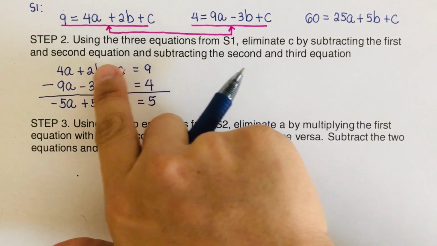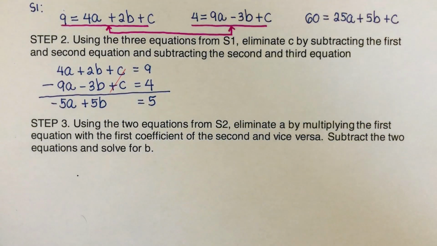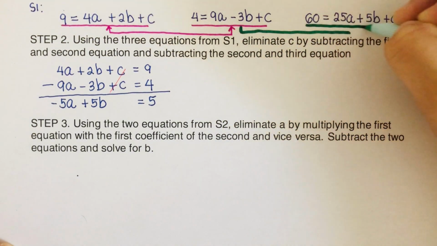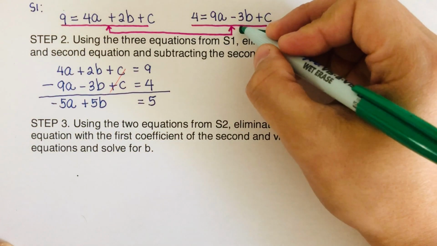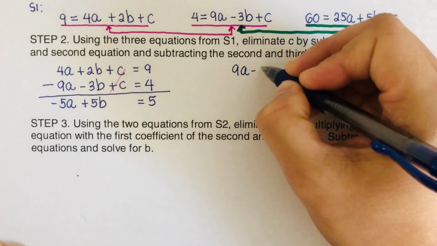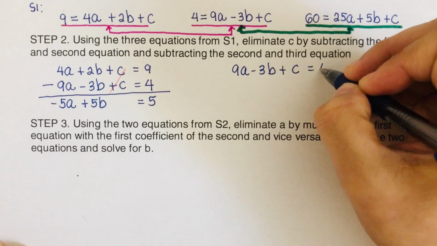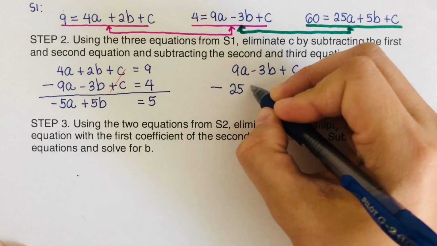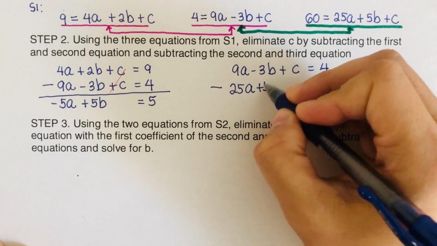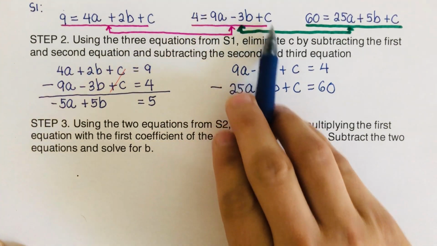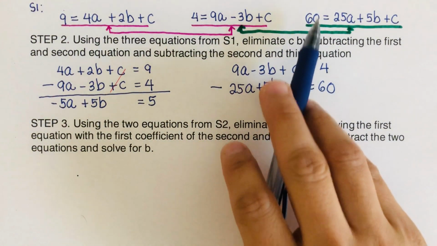Now the second part of this step is to subtract not just the first and second, but the second and third equation. That means I'm going to subtract these two. It's pretty much the same thing, but this time around it's the second and the third. So I can set this up this way. I'm going to rewrite this: 9a minus 3b plus c equals 4. I will subtract it with this: minus 25a plus 5b plus c equals 60. Again, the 4 was just placed on the right side and then the 60 was just placed on the right side.